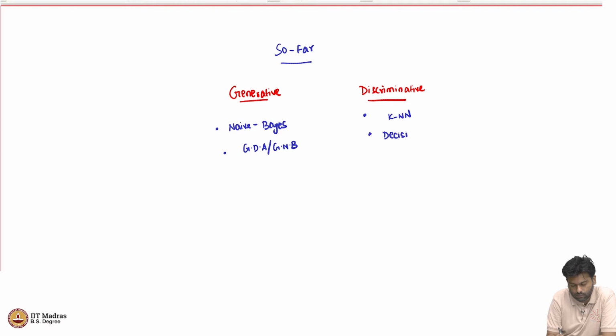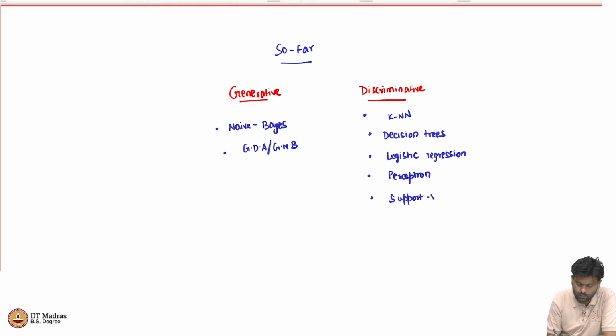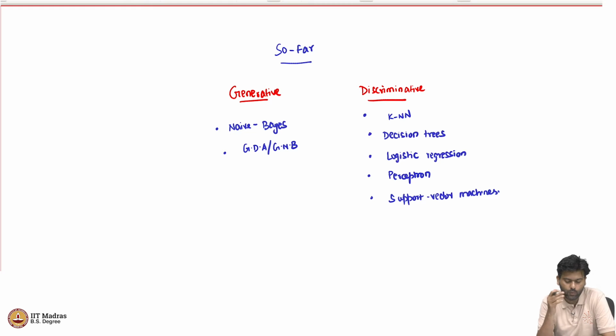Whereas in the discriminative world, we looked at a multitude of algorithms, starting from simple k nearest neighbors, decision trees, logistic regression, perceptron, and support vector machines. So these are all different classification algorithms, and what we will see a bit later is how to view several of these algorithms under the same framework, which is called the loss plus regularization framework. We will look at it a little later.